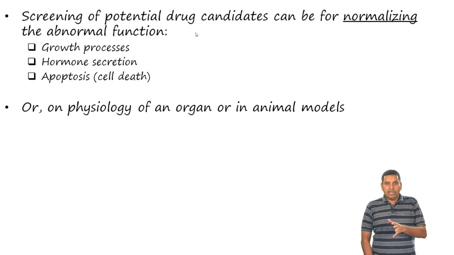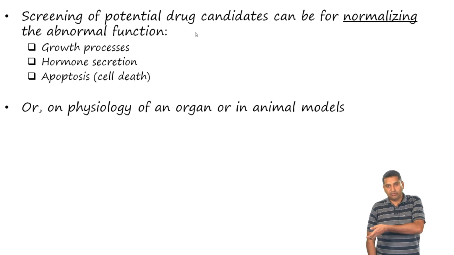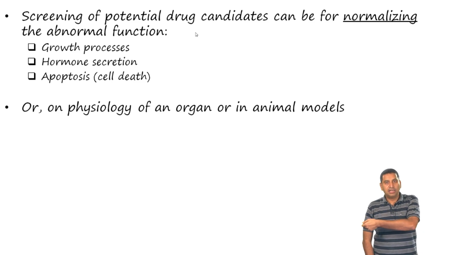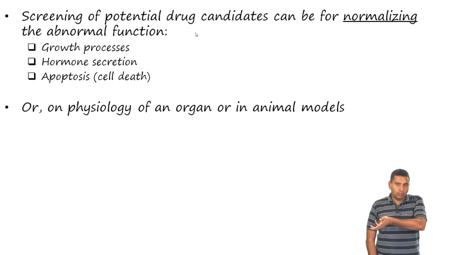Now, the alternative is to look at the physiology of an organ. Let us say there is an enlarged organ and you want to reduce the size of the enlarged organ, then you may want to screen for drug candidates which can do that, which is typically done in an animal model.